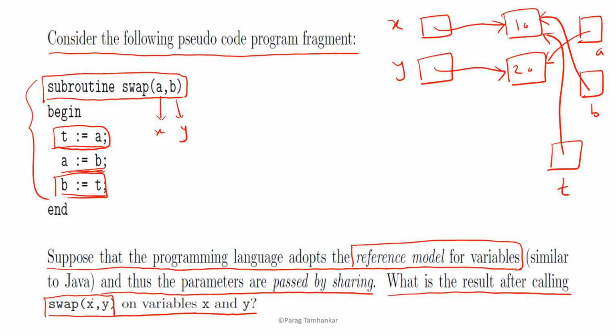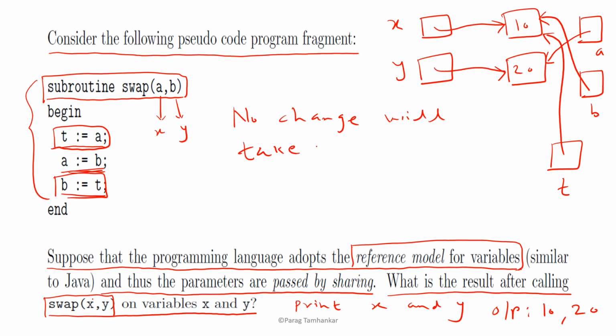We are done with the function execution. We come back and suppose now we want to know what are the values of x and y. So suppose we wish to print x and y, then you will see that x is still referring to 10 and y is still referring to 20. So the output will be 10, 20. So no change will take place in the actual parameters x and y.